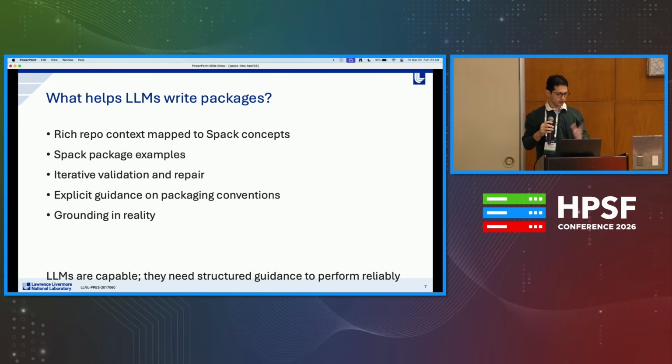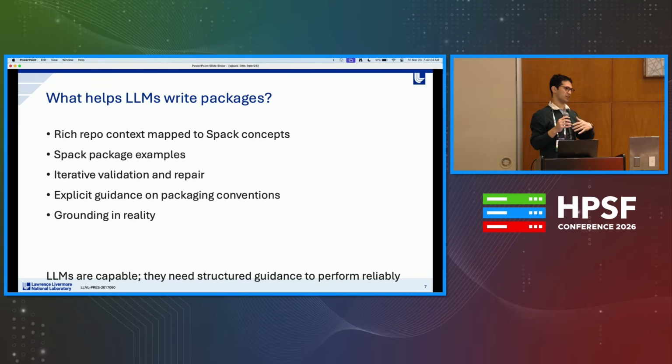So what we found that helped LLMs write packages is not allowing the LLM to look through the entire CMakeLists.txt files or all the makefiles within a repository. Obviously, it can look in there, but we don't want it to actually interpret everything in there. We wanted to give it some heuristics about how Spack thinks about certain CMake commands. The Spack package examples really helped.